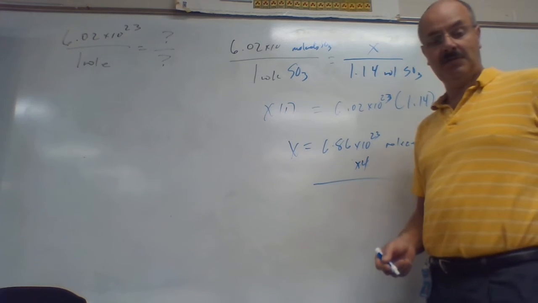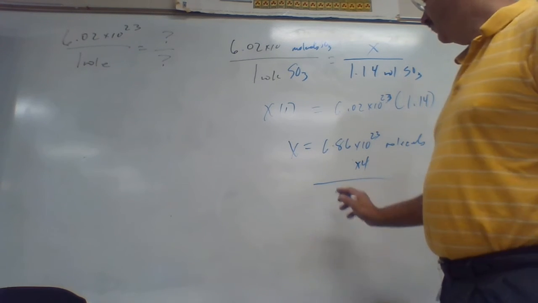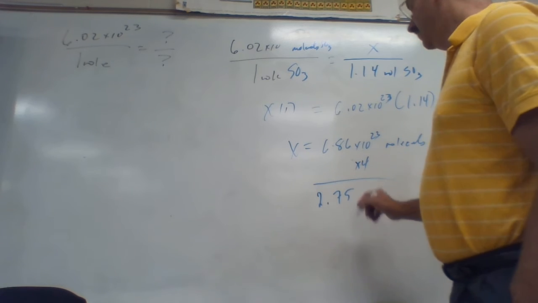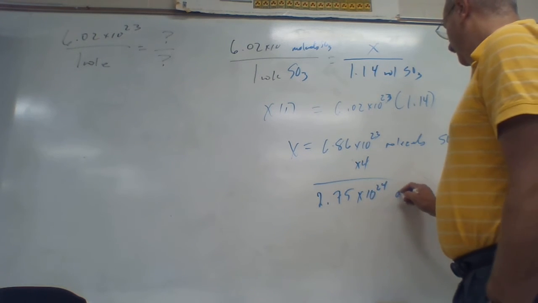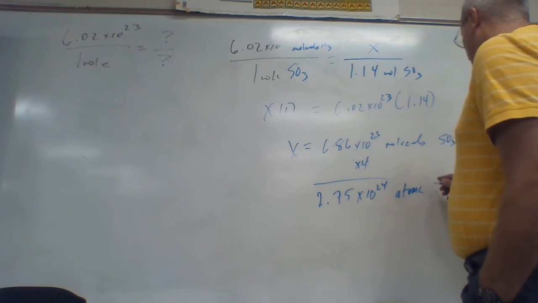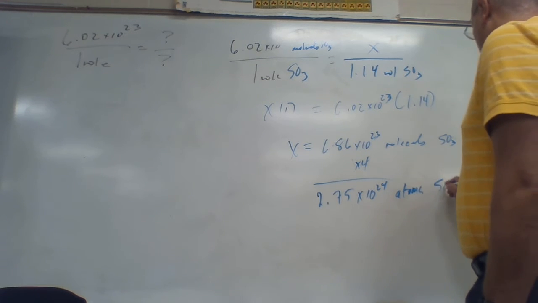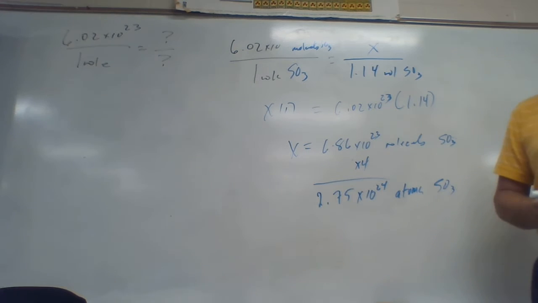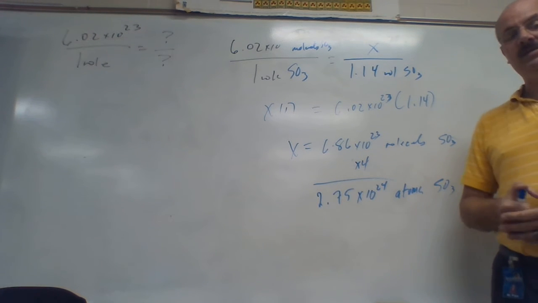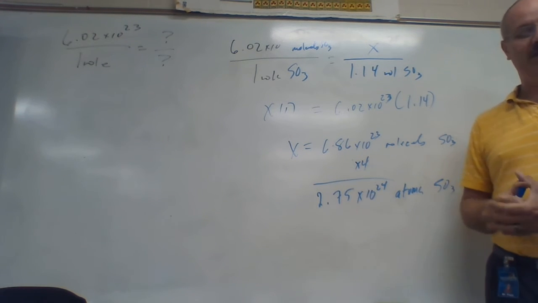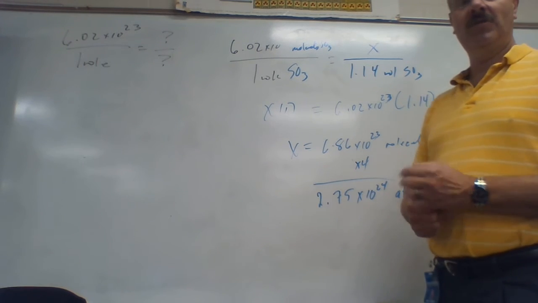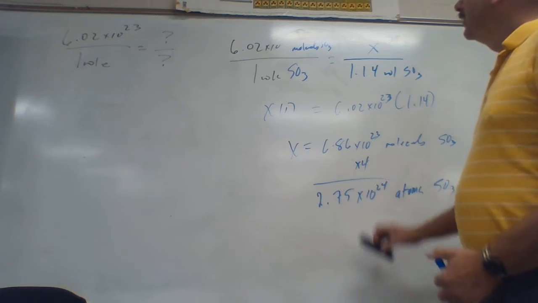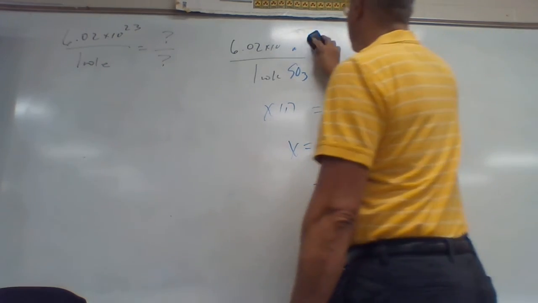This is kind of a little extra piece to this. So you multiply this by 4 and you get 2.75 times 10 to the 24th. And that would now be atoms in the SO3. So it's a little extra piece. I will tell you, I'm not going to do this to you on the test, but it makes it a little bit more thought provoking. Okay, so let's go to the last question.